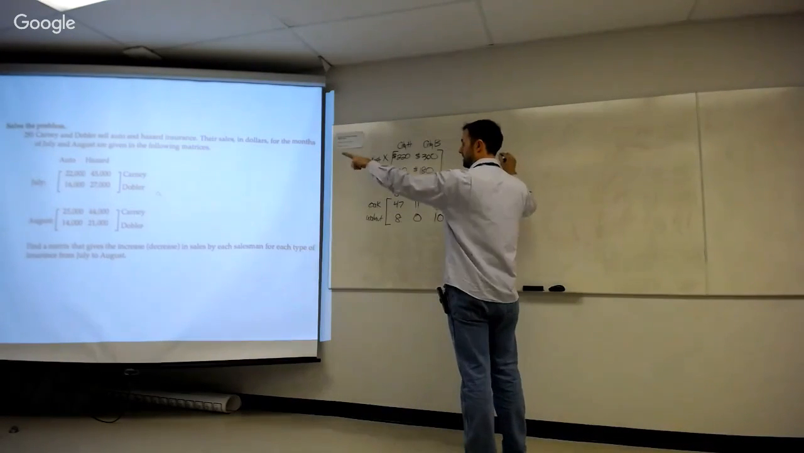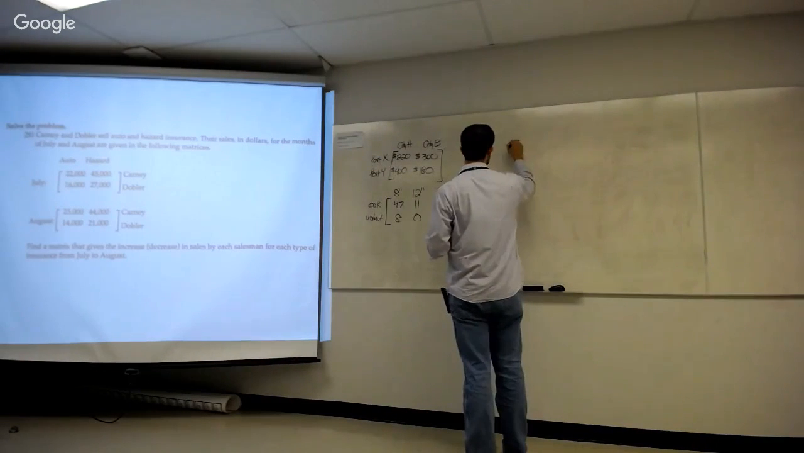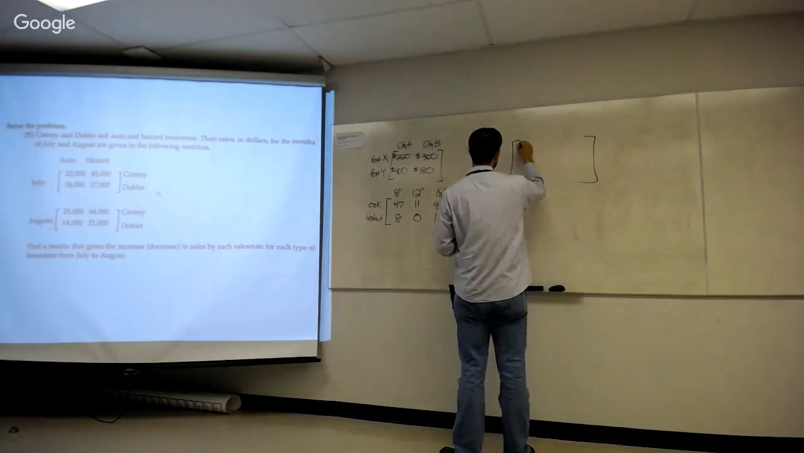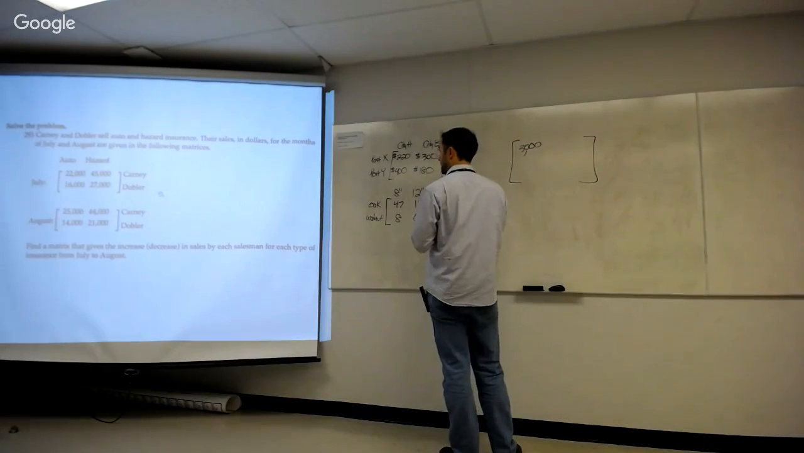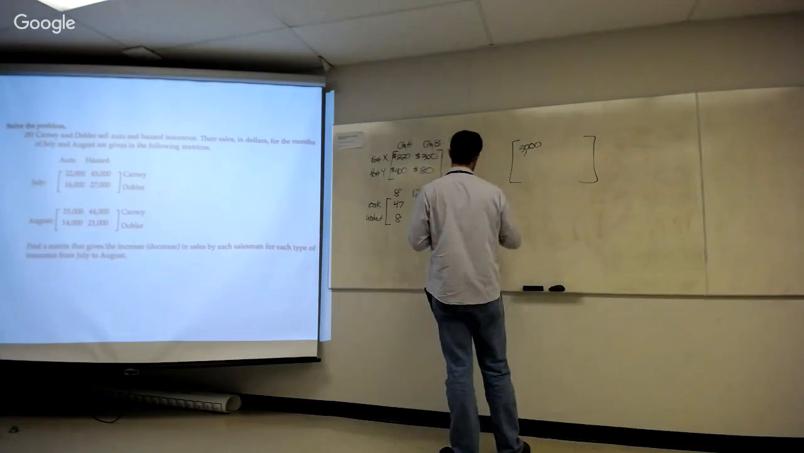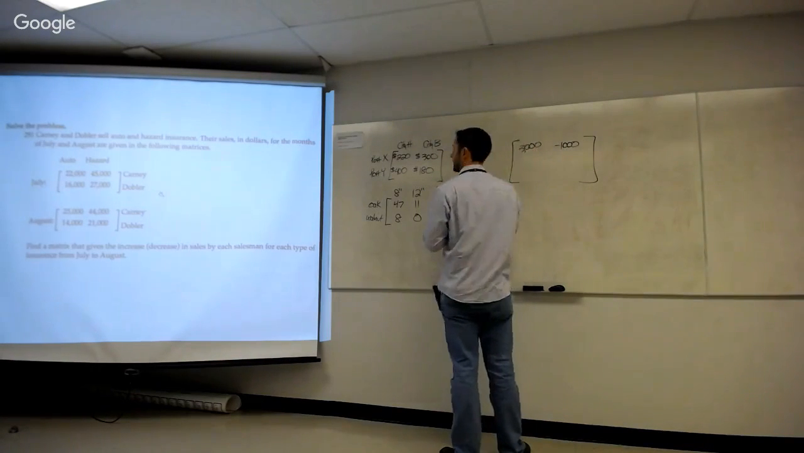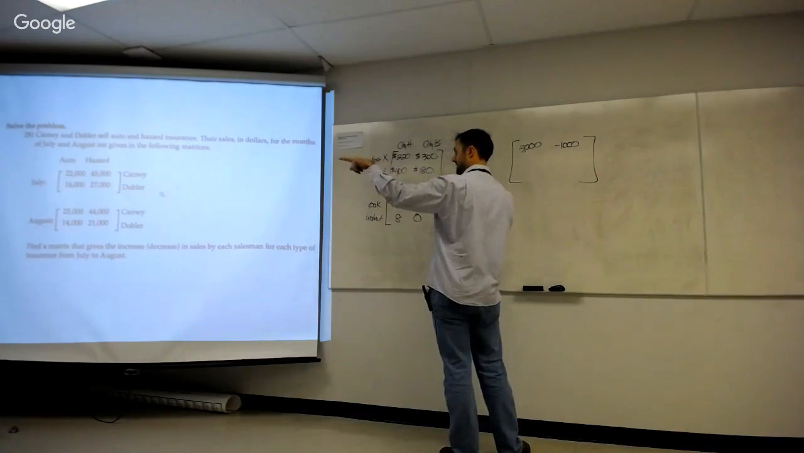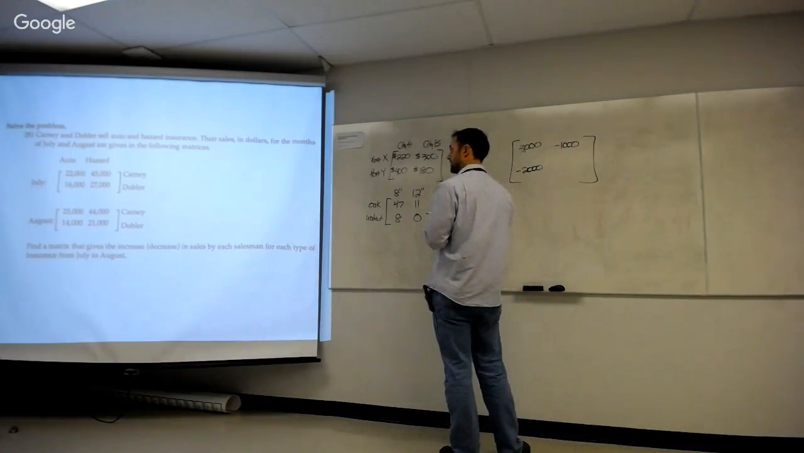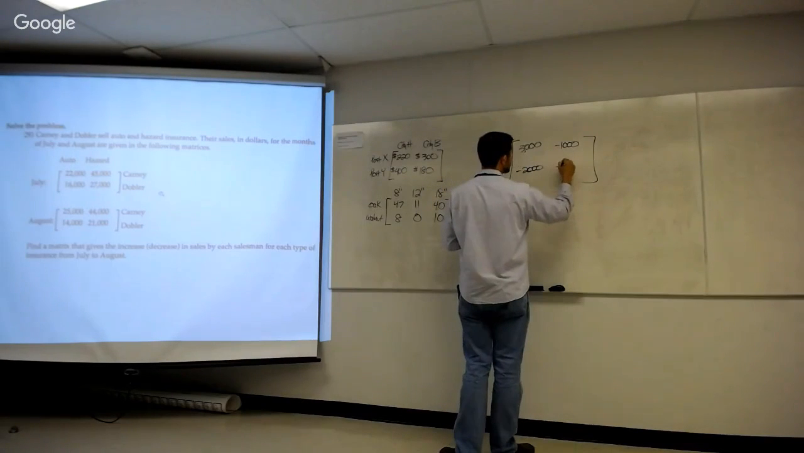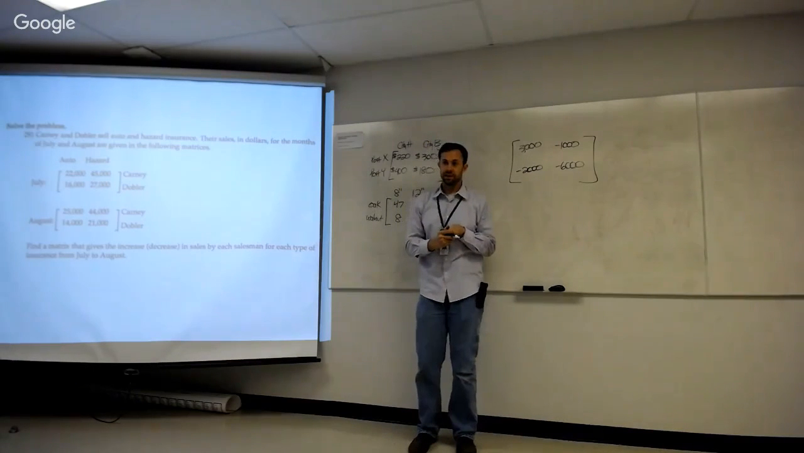So look at the upper left for Carney. It went from 22,000 to 25,000, so what's the change? 3,000, so that would be your first entry. And then look at the upper right one. It went from 45,000 down to 44,000. So negative 1,000. Likewise, it went from 16,000 to 14,000. So negative 2,000. And then it went from 27 to 21. So negative 6,000. Yeah. So this matrix represents the change.